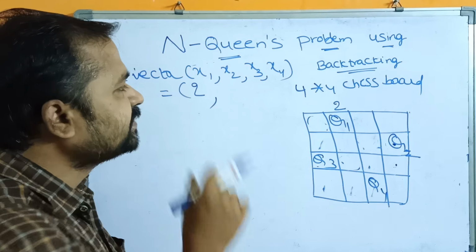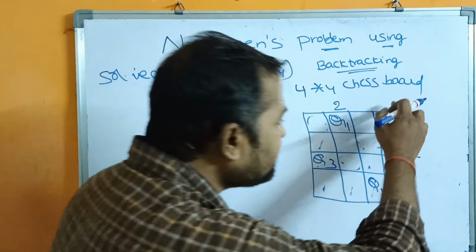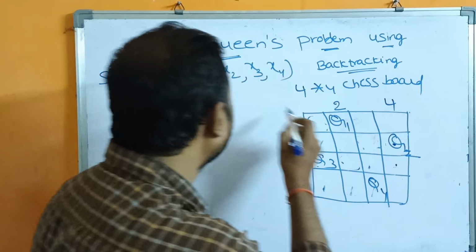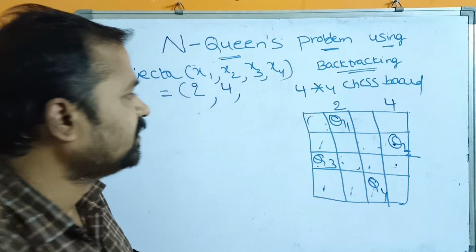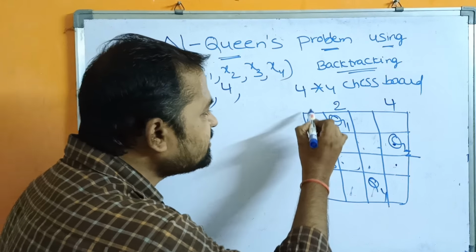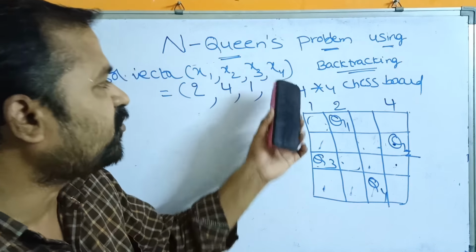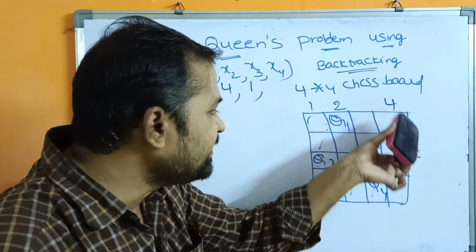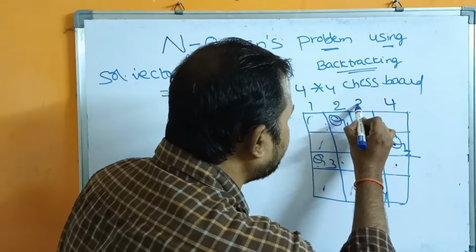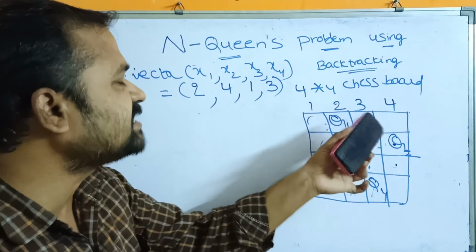Next, x2 means in which column we have placed the second queen. The second queen is placed in the fourth column. So the column number is 4. Next, x3 means third queen. The third queen is placed in the first column. So 1. x4 means fourth queen. The fourth queen is placed in the third column. So 2, 4, 1, 3 is the solution.